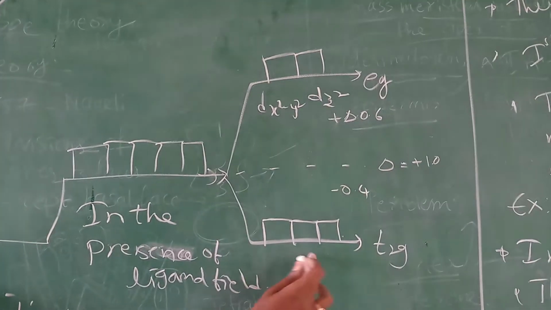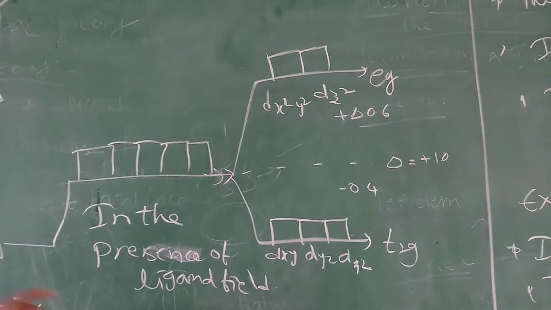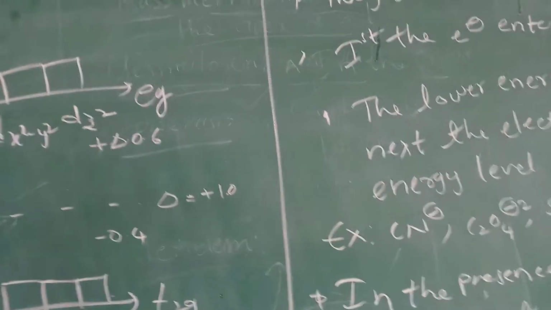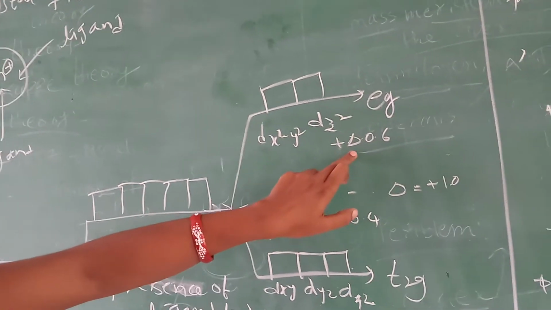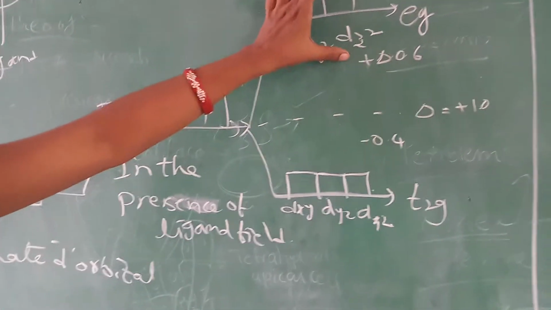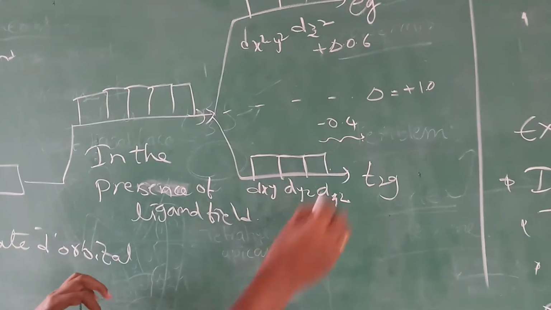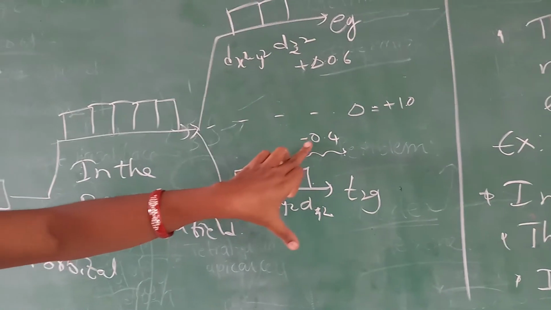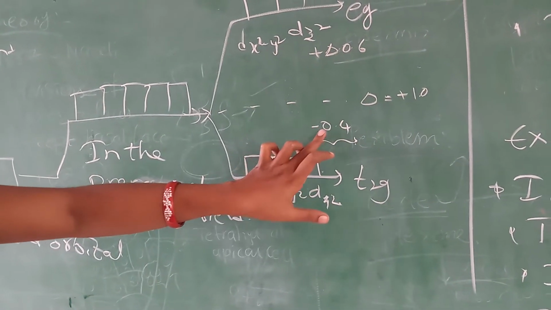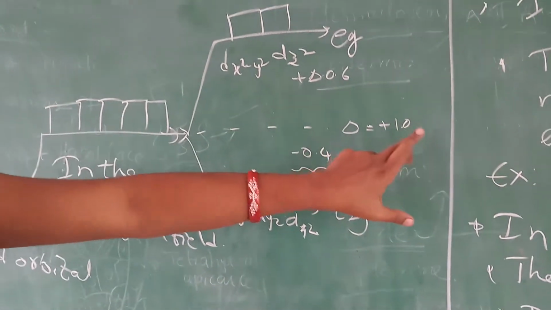What are the three orbitals? They are dxy, dyz and dxz. These three orbitals belong to the lower energy level, represented by T2g. Now see the energy: the crystal field energy of the Eg orbitals is +0.6, and the T2g energy is -0.4. The energy is decreasing, indicated by the negative sign. So the total energy of the d orbitals is 1.0.